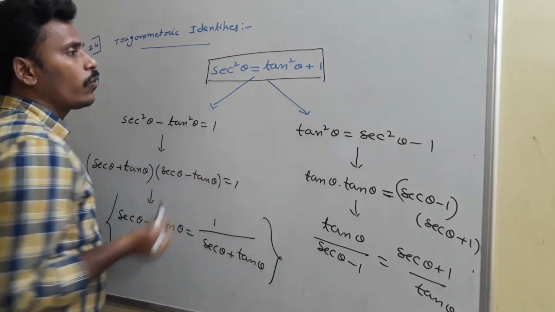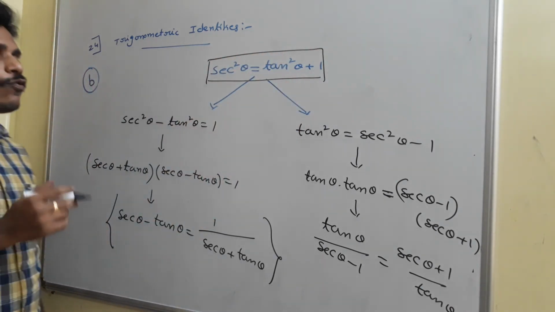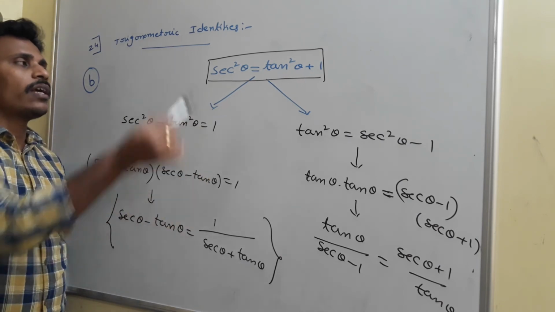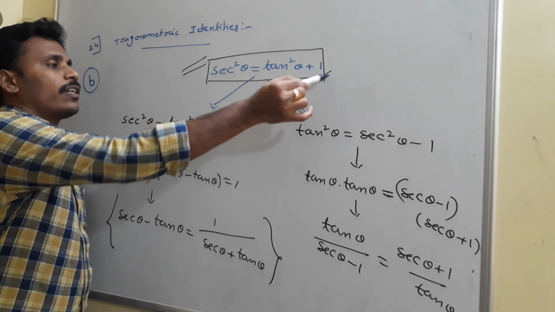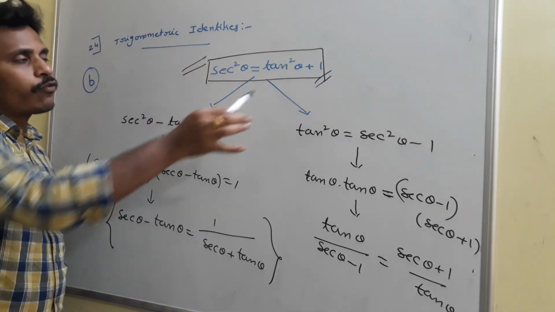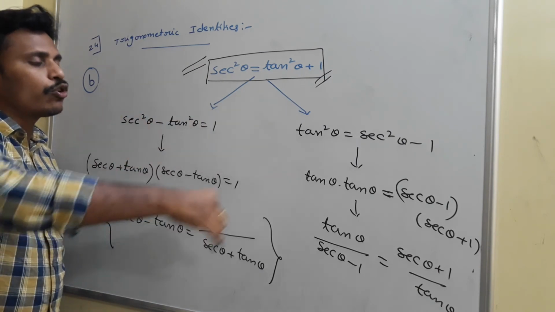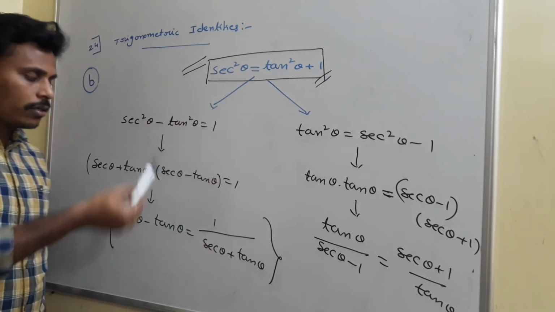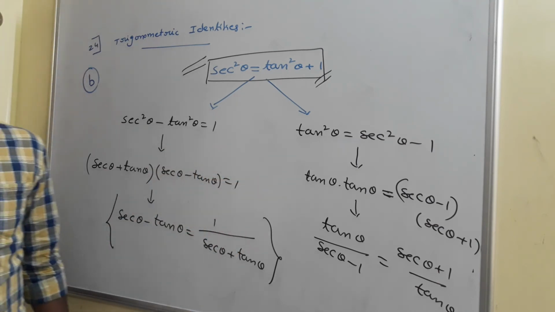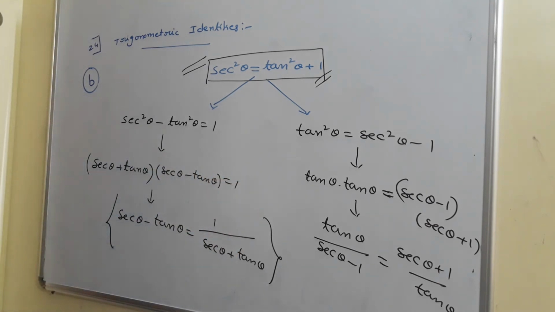If you memorize secant square theta is equal to tan square theta plus 1, that is enough. And using that, these are the different ways of expressing secant square theta minus tan square theta equals 1. Right? This identity is enough to memorize. Using that, we are able to generate all these things. And you may face all these as problems in different situations. Have a look at this.